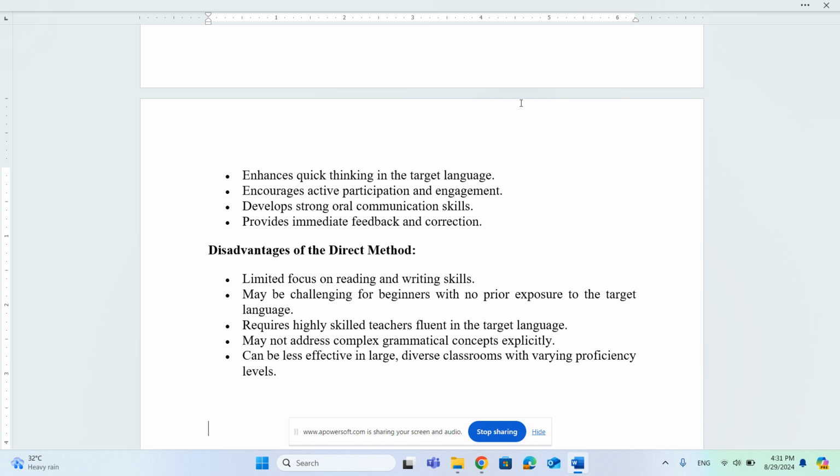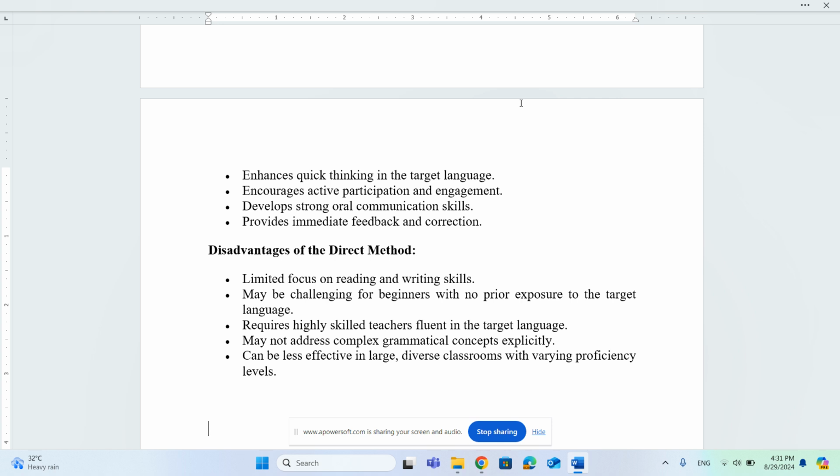Our concern here is the English language. That's why you must have good speaking ability in the English language. It also may not address complex grammatical concepts explicitly. This method may not address the complex grammatical concepts in an explicit way.